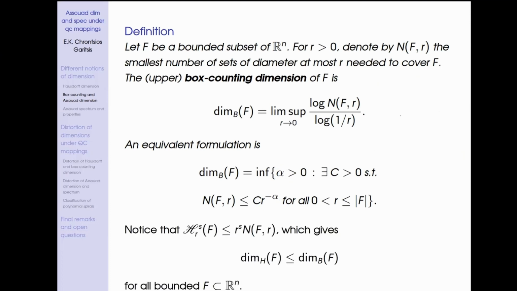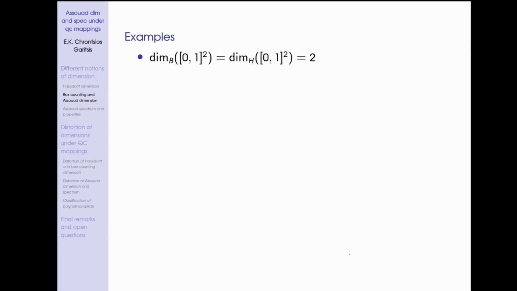Now, it's easy to see that the r-approximate s-dimensional Hausdorff measure of F is bounded above by r to the s times N_F(r). So this gives the relation between Hausdorff and box dimension immediately for all bounded sets F. A few examples. The unit square still has dimension 2 under this notion as well. This is the Sierpinski carpet. The Sierpinski carpet also has the same box dimension as the Hausdorff dimension.